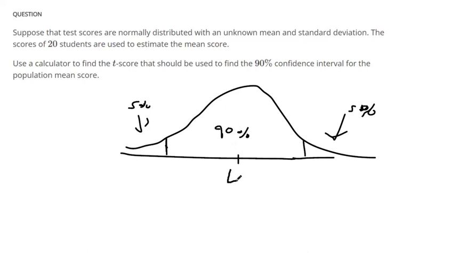And just like with the z-score, a t-score's distribution is centered at t equals 0. So we want to know what this t value is. Or you could find out what this t value is. It's going to be the same thing except with the negative sign in front of it. For confidence intervals, we use the positive one just as a convention.